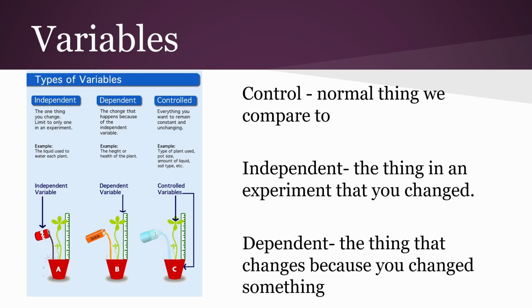And then the diagram on the left uses our plants as an example. The independent variable might be the liquid used to water the plant. The dependent variable could be the height or the health, if we have some way of checking that. On here, we're using the height. And then the image shows the controlled variables, which are things that we try to keep the same. Like it's the same type of plant, it's the same type of pot, and it's the same amount of liquid.